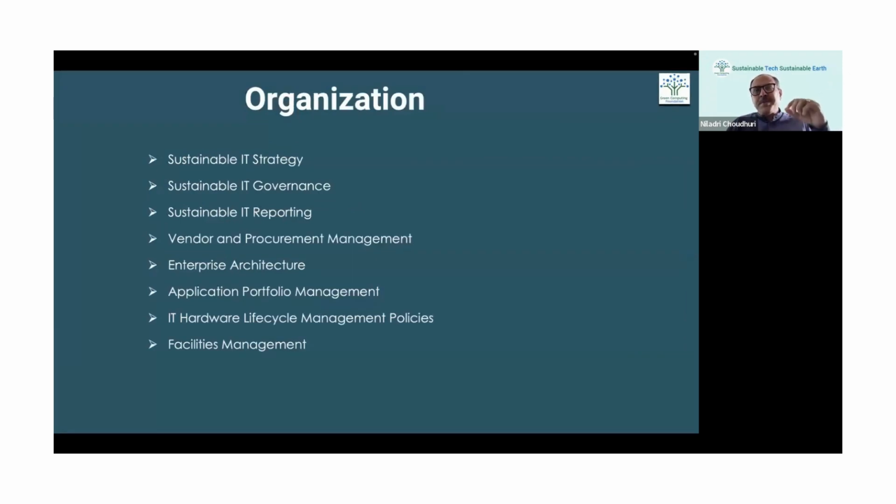From the organization perspective, we are looking at it from the top, because sustainability has to come from the top, not bottom up. So a sustainable IT strategy has to be created first, and this is the responsibility of your CXO level, board level. Sustainable IT governance policies have to be created. There has to be sustainable IT reporting, and we can use things like OKR for performance management and reporting. Then vendor and procurement management, enterprise architecture, application portfolio management, IT hardware lifecycle management policies, and facilities management. All of these are related to the management aspect, the strategy aspect.